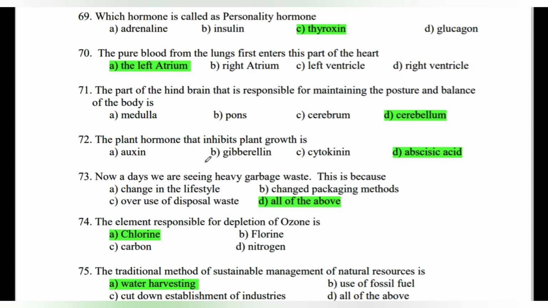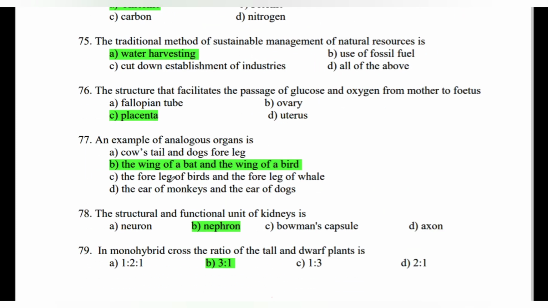The element responsible for depletion of ozone is chlorine. Chlorine is responsible for depletion of the ozone layer. The traditional method of sustainable management of natural resources is option A, water harvesting. Water harvesting is one of the traditional ways of management of natural resources.